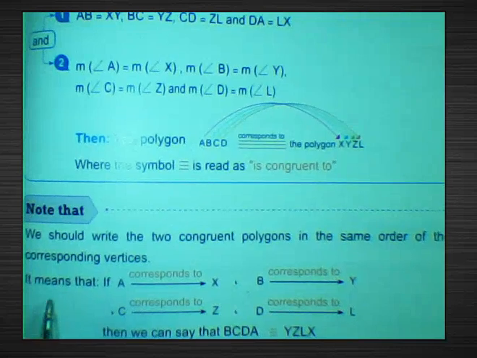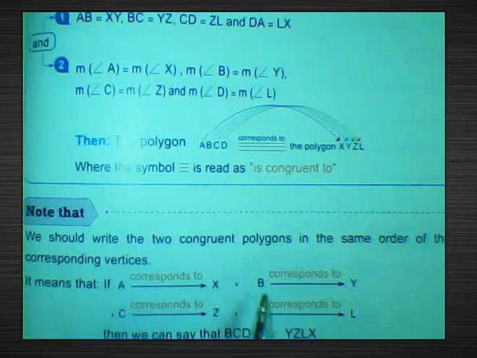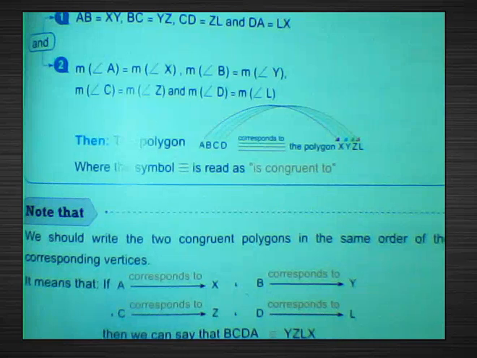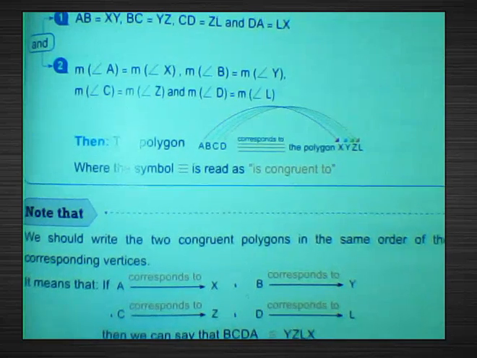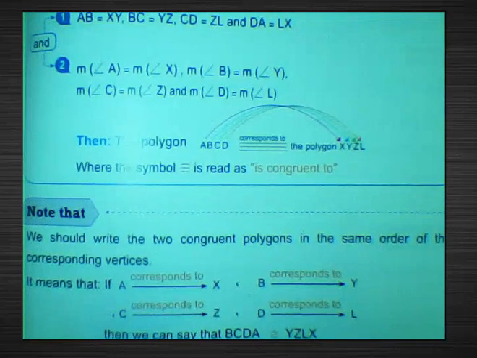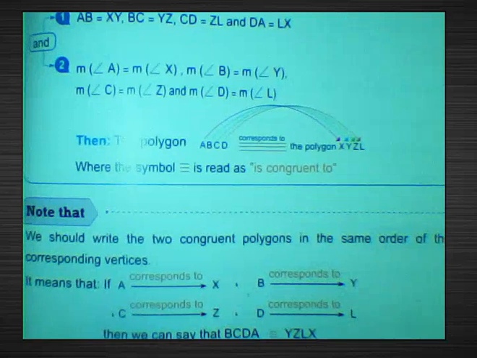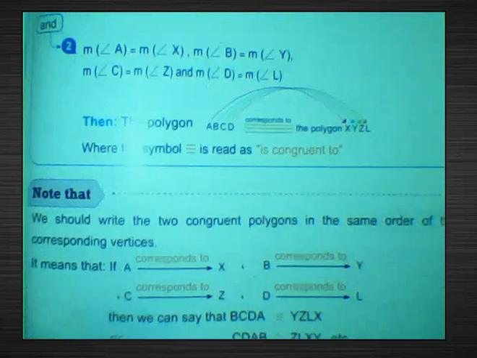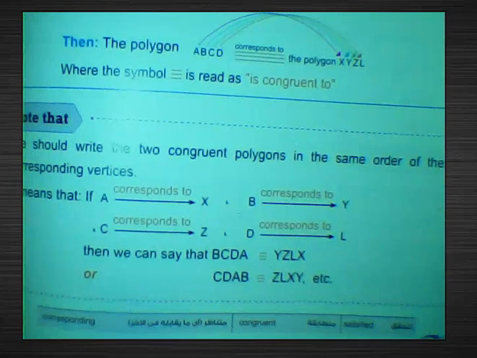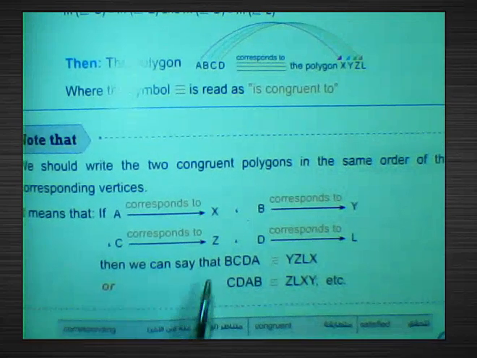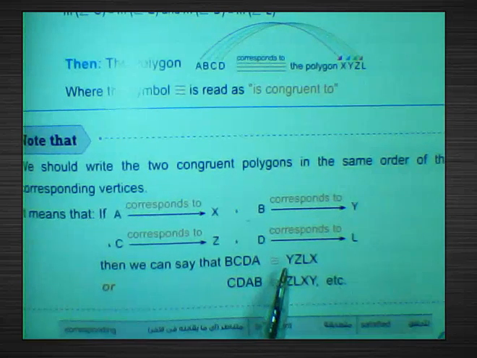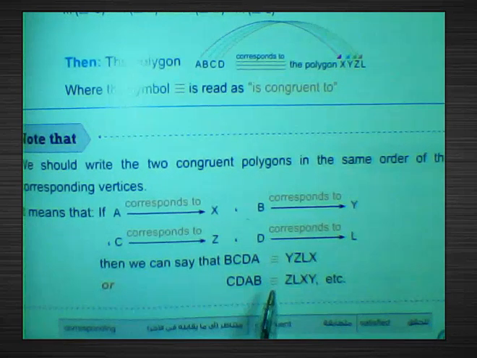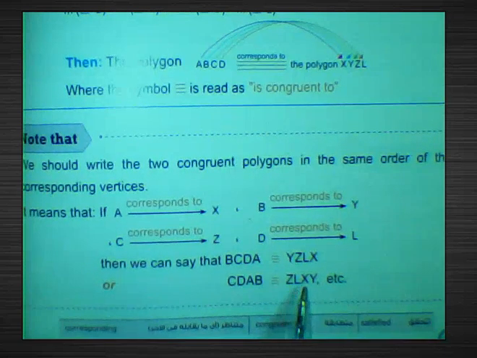It means that if A corresponds to X, B corresponds to Y, C corresponds to Z, and D corresponds to L, then we can say that BCDA is congruent to YZLX, or CDAB corresponds to ZLXY, and so on.